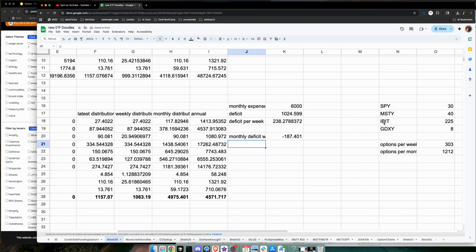And so, weekly equals, well, it equals this minus this. So I should have $64 on average more than what I need minimally for my monthly expenses.